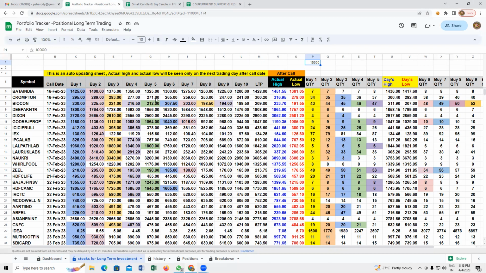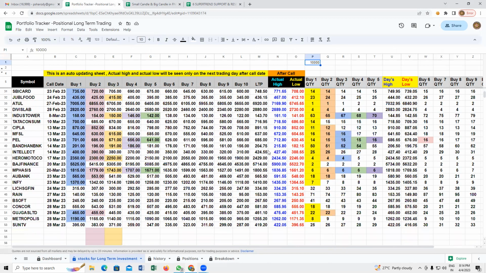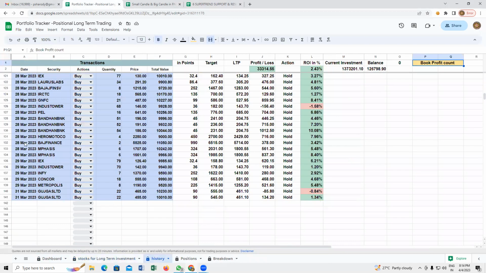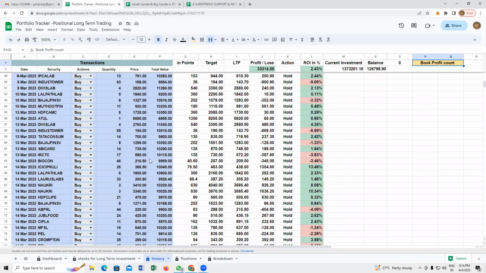We have also calculated the actual high and the actual low from the date on which the call was given. This gives us a very fair idea of what the low and the high were after the call was given. Here a day's high and day's low is recorded to check whether any of the trades has been executed or not. You can see there are multiple scripts that have come into our range for buying, and we have bought these shares on these particular days, and this is the buying price and this is the average price.